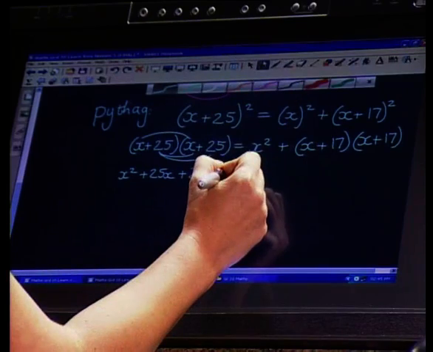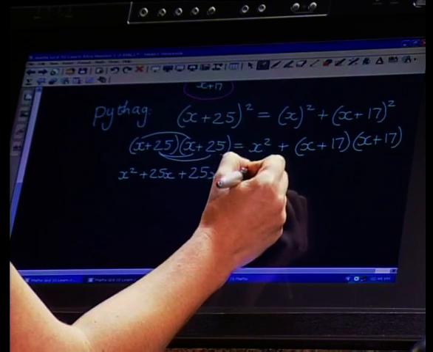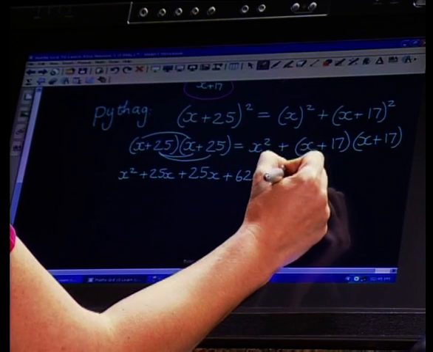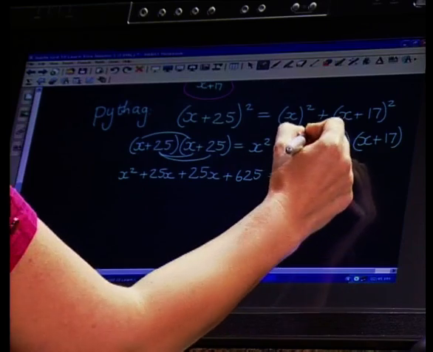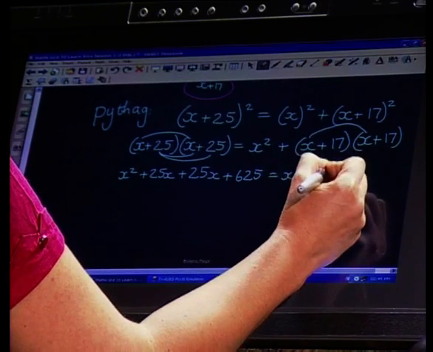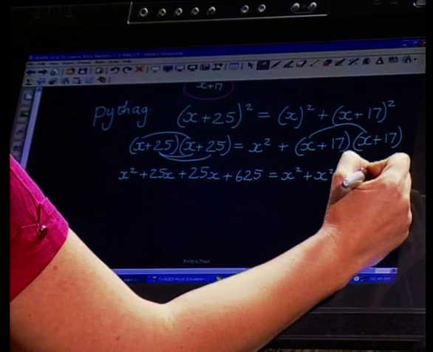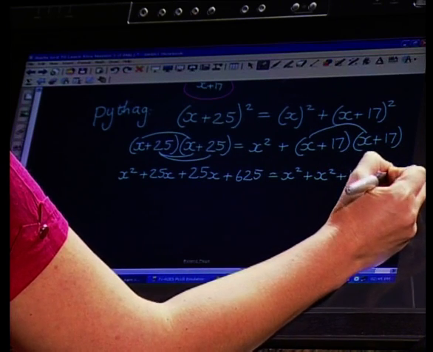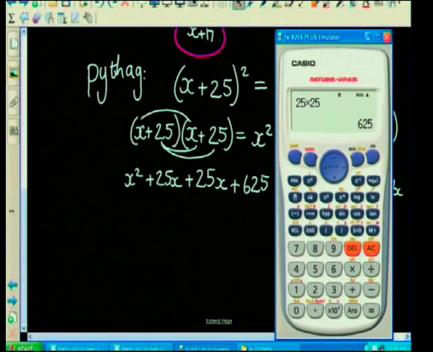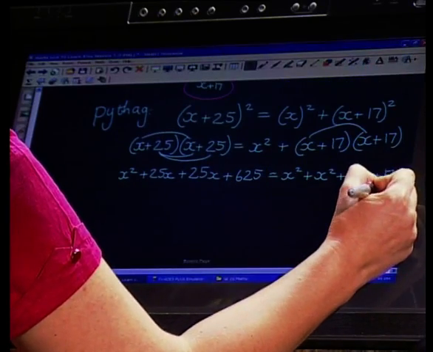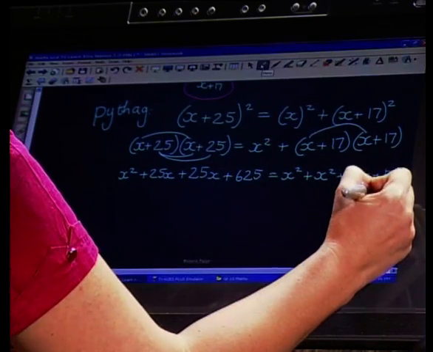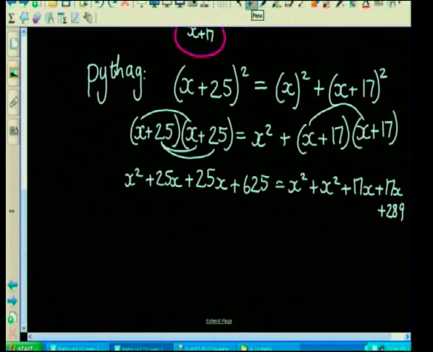It's always a good idea to check yourself if you're not certain, and even if you are certain, to check your work. Okay, x times x is x squared, x times 17 is 17x, 17 times x is 17x, and lastly 17 times 17, let's check it, 17 times 17 is equal to 289. I'm going to put it down here, plus 289. Okay, let's add what we can on either side.